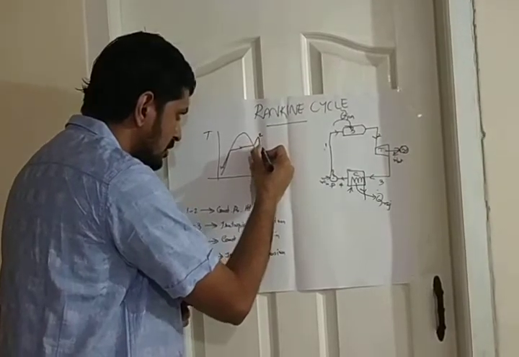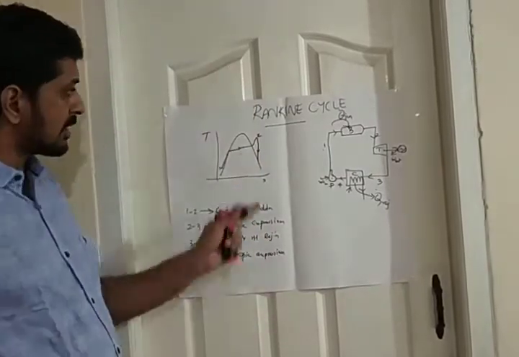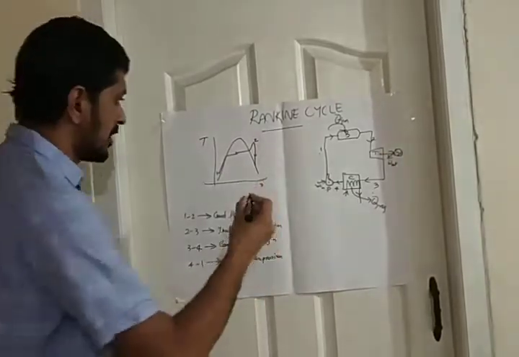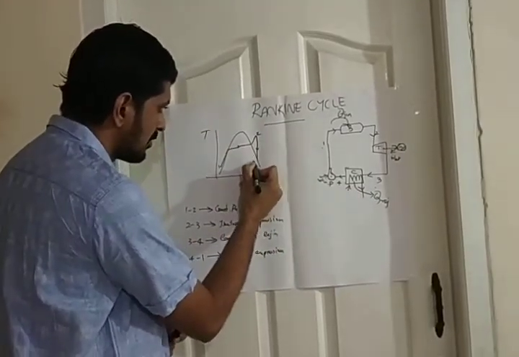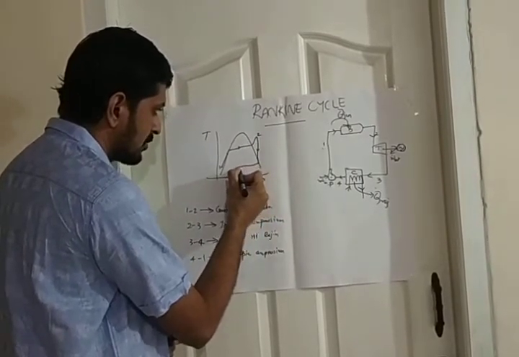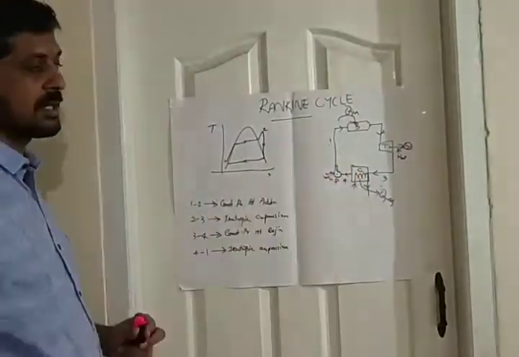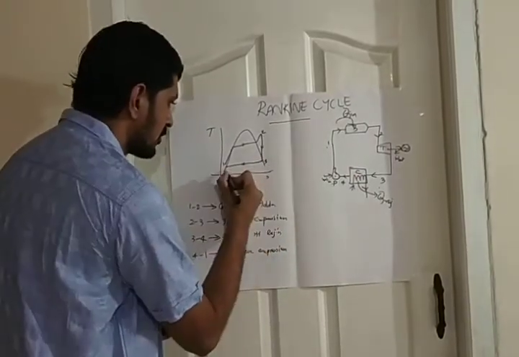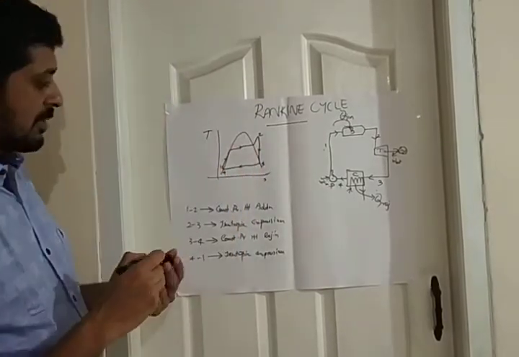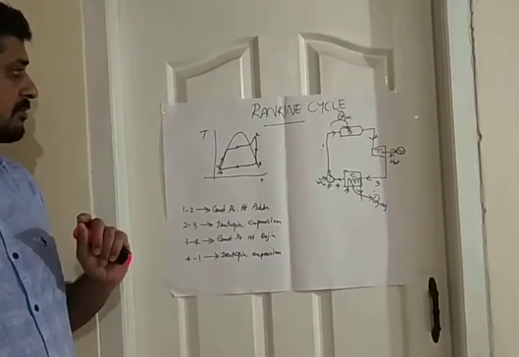So then 2 to 3 will be isentropic expansion. Isentropic, entropy remains constant, so it is a vertical line in the TS diagram. You can see that is taking place in the turbine, isentropic turbine. Now after that, vapor will be entering the condenser where the heat rejection will be taking place. Process 3 to 4, and 4 to 1 again isentropic. The pressure will be added in the fluid with the work input in the pump. So these are the 4 different processes.